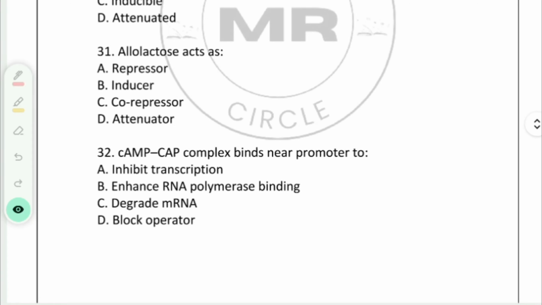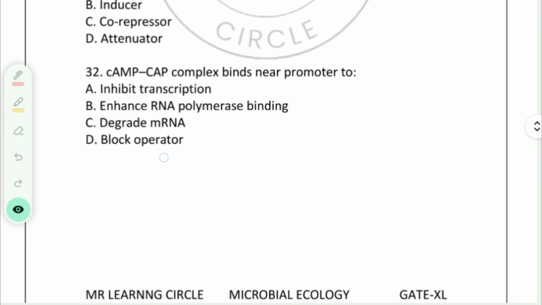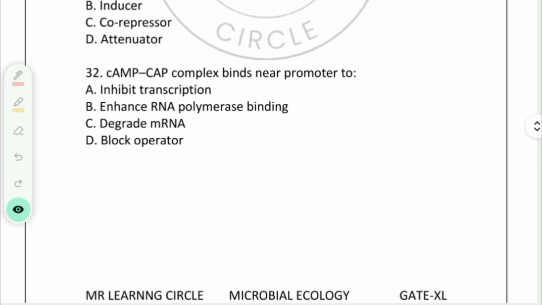Question 31. Allolactose acts as A. repressor, B. inducer, C. co-repressor, D. attenuator. Correct answer for this question is option B, inducer.